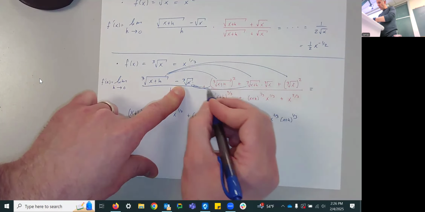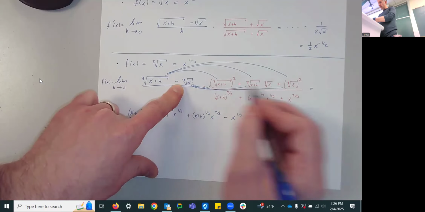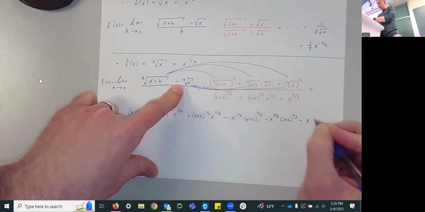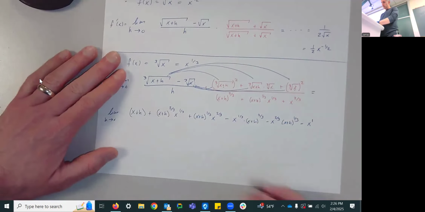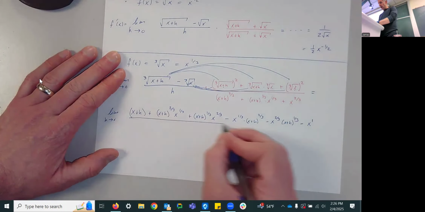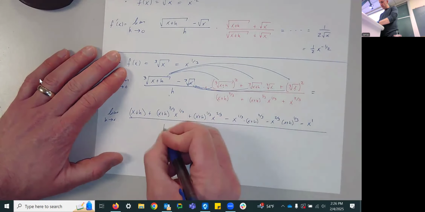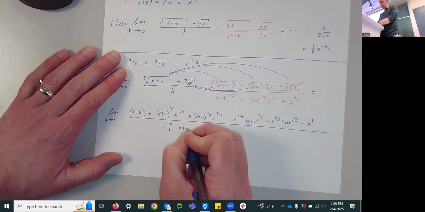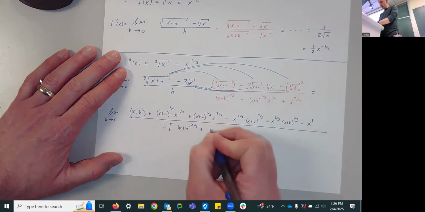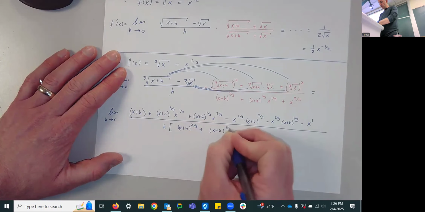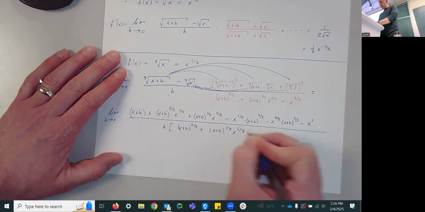Finally, x to the 1/3 times x to the 2/3, which is x to the 3/3. All divided by h times all that. Sorry, I'm not saying the words. There we go. Plus that.